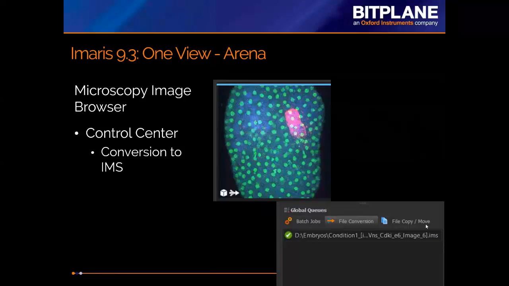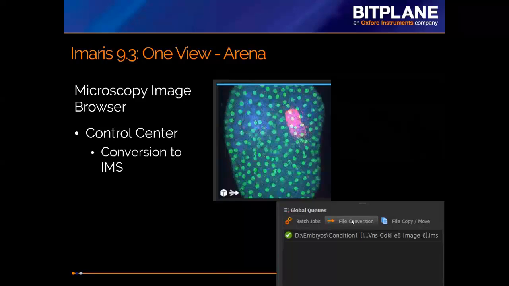I'll start with copying and moving. Within Arena, you can copy files from one location to another. You can move them as well, so you don't have to duplicate data. And as those processes are running, you can watch the progress and get an update on those. This global queues box is in the bottom right-hand corner of Arena. It's always there.